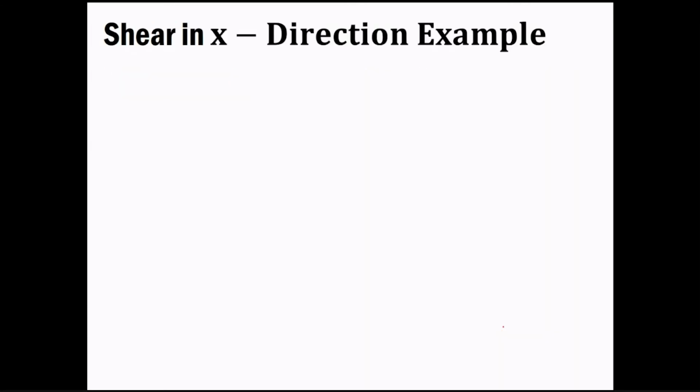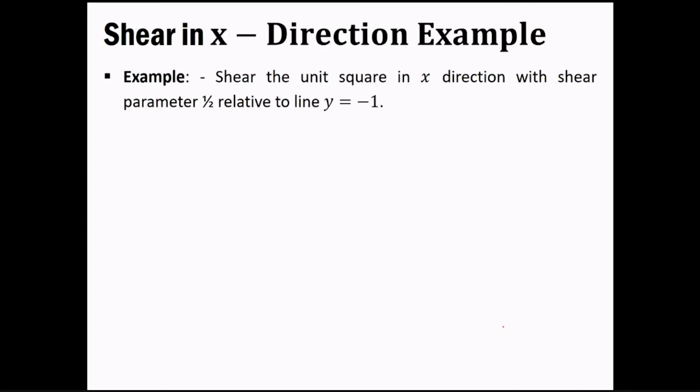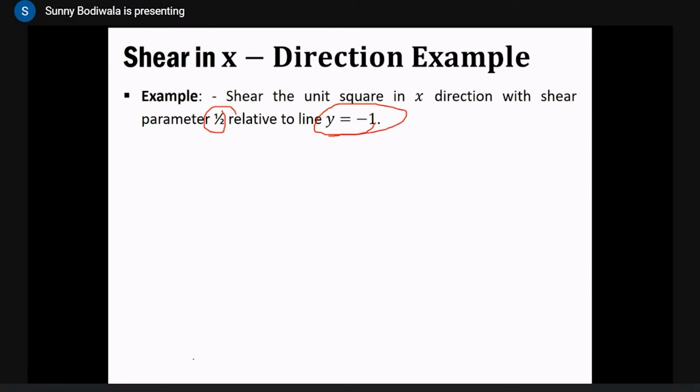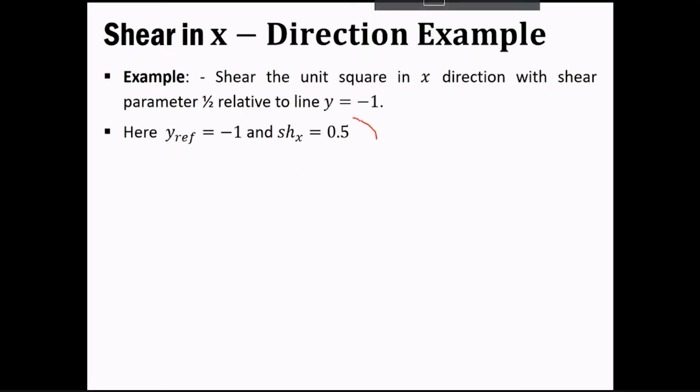Now over here we have one example in x direction. What it says here is: the unit square in x direction with shear parameter 1 by 2, so this value 0.5 is given to you, relative to the line y equal to -1. Things are given to you already. You just have to take out that transformation matrix and put your values in it. Obviously over here we have y reference value equal to -1 and shear value equal to 0.5 in x direction, that's why we have SHX equal to 0.5.